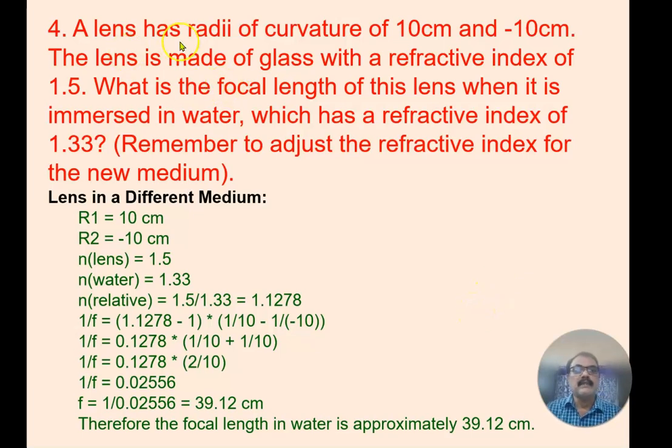This problem says a lens has radii of curvature of 10 centimeters. One is given as positive, the other is given as negative. If it is not given, the first one you take as R1, the second one you take as R2. So R2 will always be on the left side, and you will get minus. Sometimes it is given as minus, well and good, otherwise you have to consider the sign convention. The lens is made up of glass with a refractive index of 1.5. Actually, normally glass is 1.5. What is the focal length of the lens when it is immersed in water?